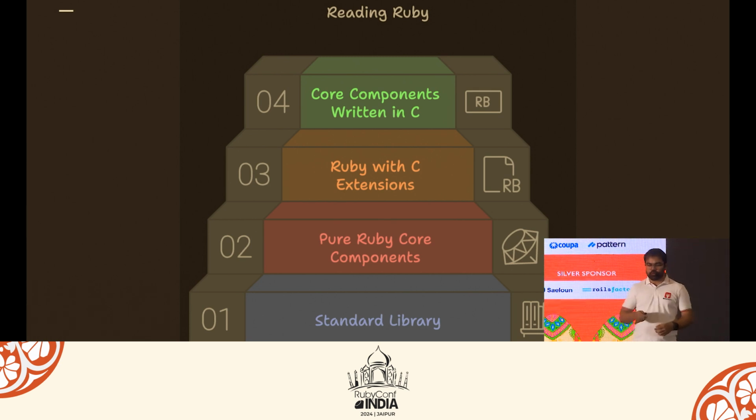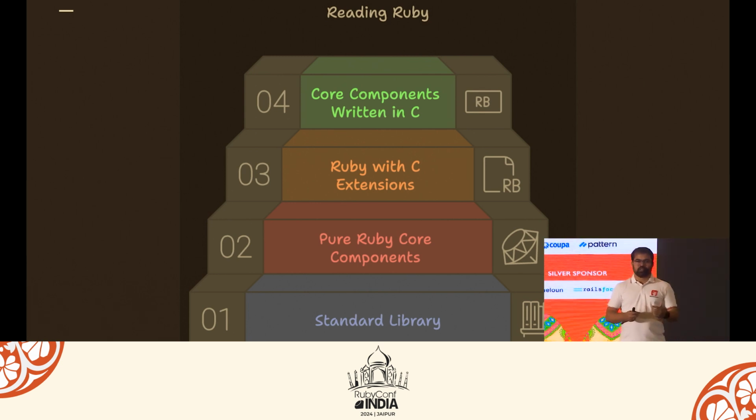Then the next is pure Ruby core components. So there are certain core components which are written in pure Ruby. There are no C parts to it. Majority of those are related to the housekeeping, automation of the scripts and everything. But that is also another place where you can come from the Ruby background and be able to read what's happening. The next is Ruby with the C extension.